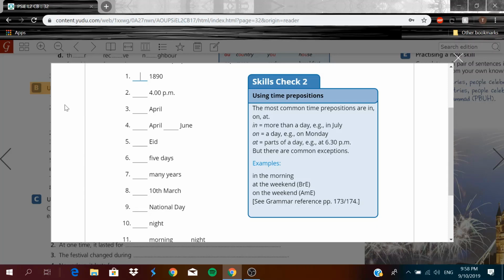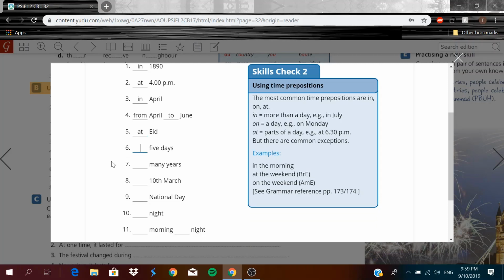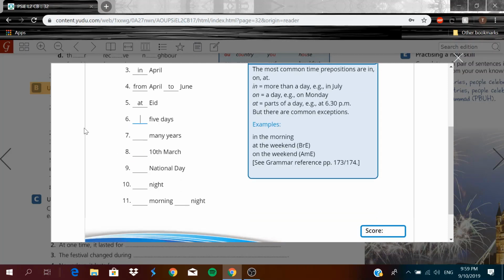That's correct. We're going to use in. It's a date and it's more than a day. So in 1890. 2, what is it going to be? That's right. We're going to use at. So at 4 p.m. Then we have 3, April. Simple. In April, right? And dash April dash June. You guys remember from and to? That's correct. So from April to June. Okay? 5, we'll use at. So at Eid.